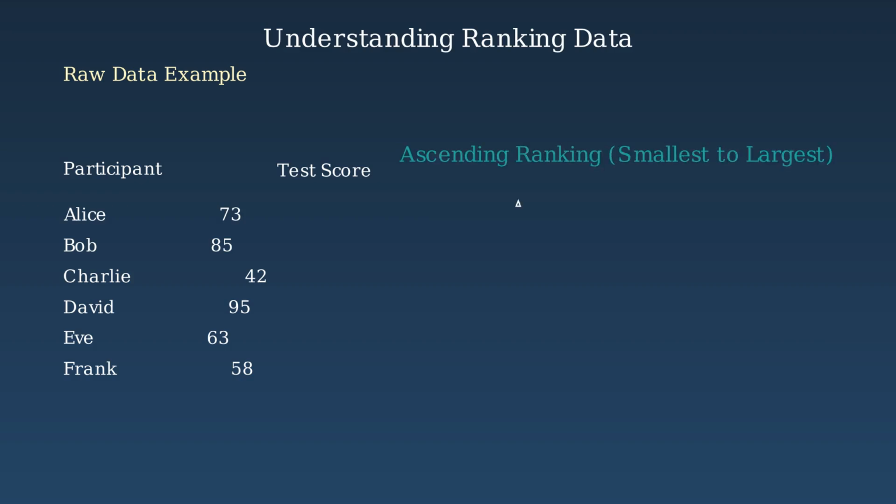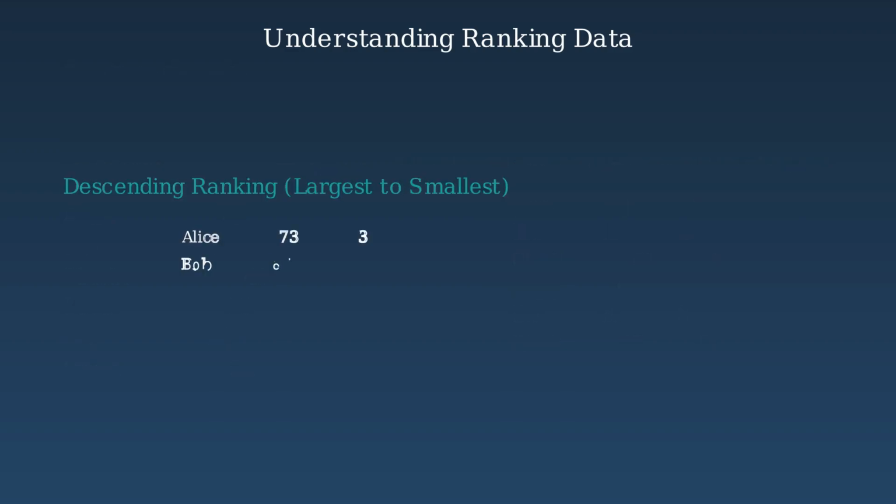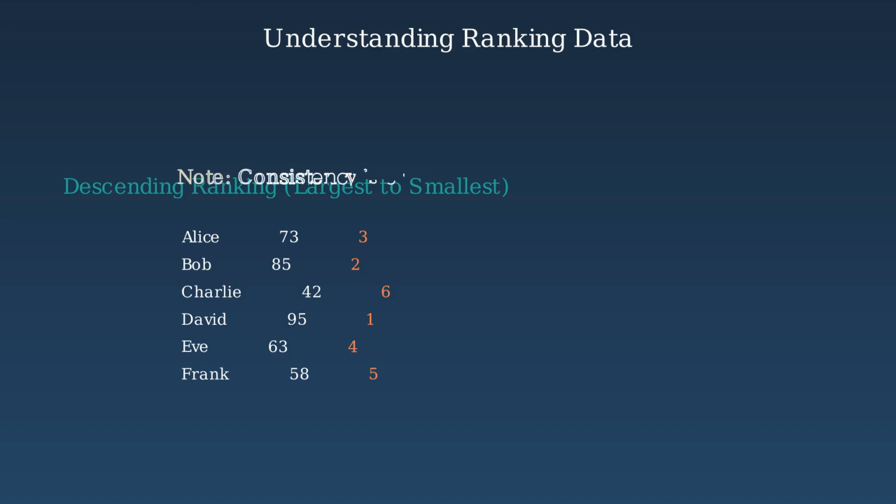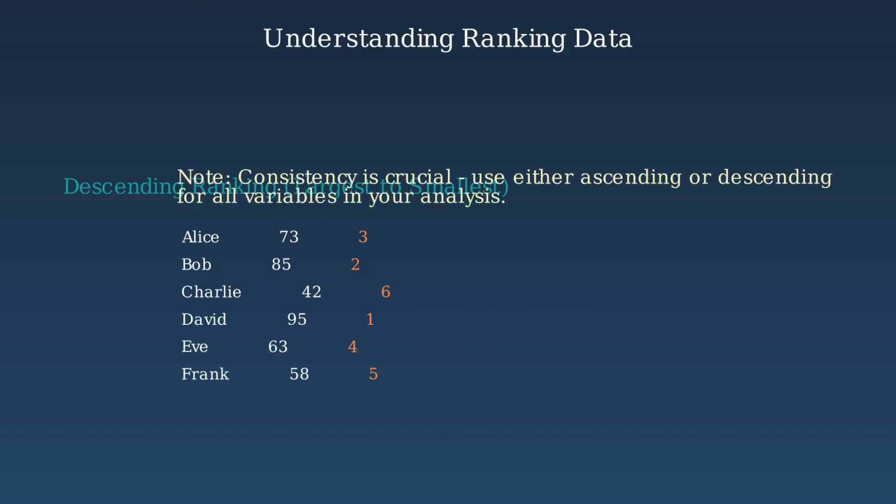In ascending ranking, we assign rank 1 to the smallest value, rank 2 to the second smallest, and so on. Here, Charlie has the lowest score of 42, so gets rank 1, while David with 95 gets the highest rank of 6. Alternatively, in descending ranking, we assign rank 1 to the largest value. This reverses our ranking, so David now has rank 1 and Charlie has rank 6. Consistency is crucial. You must use either ascending or descending rankings for all variables in your analysis.